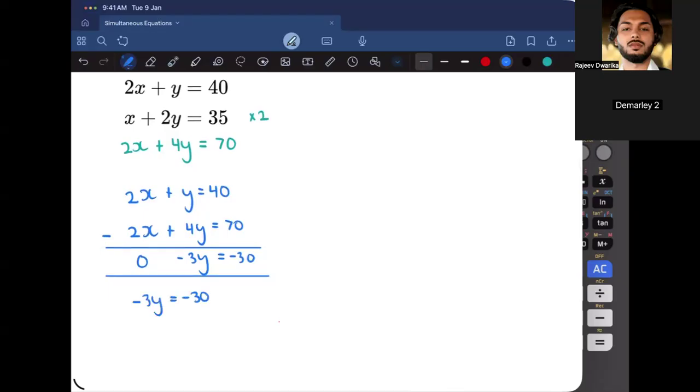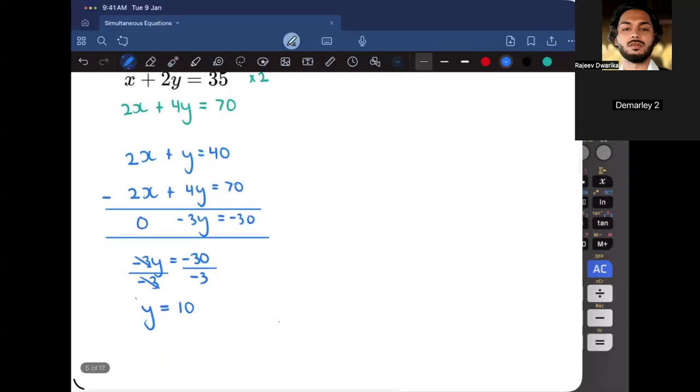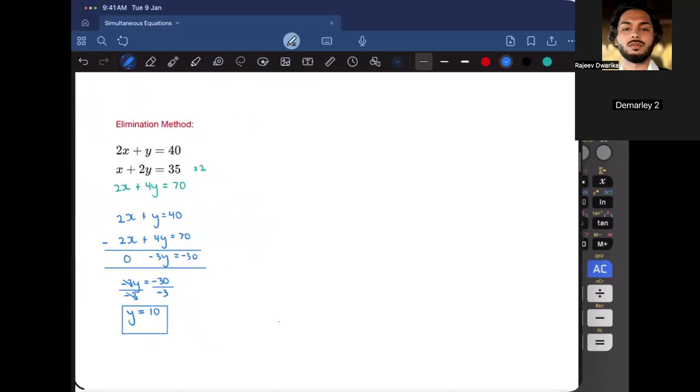And so if you wanted to find y, you would have to divide both sides by negative 3, right? Because I want you to cancel off there and there. And so what is minus 30 over minus 3? That would be 10. Correct. That would be 10. Lovely. So we have y.